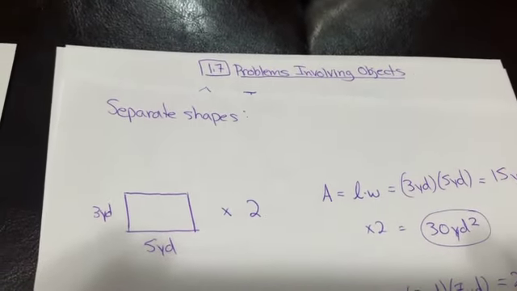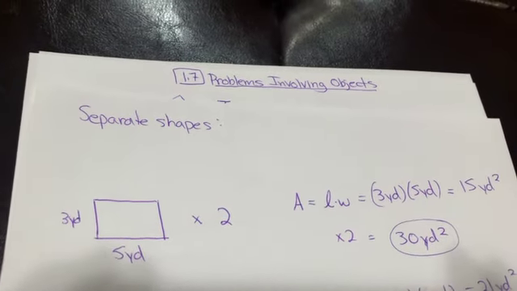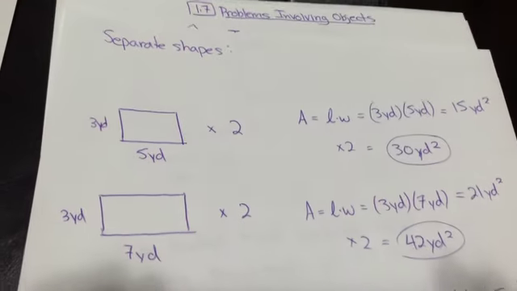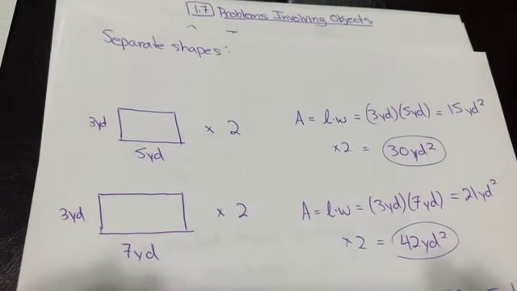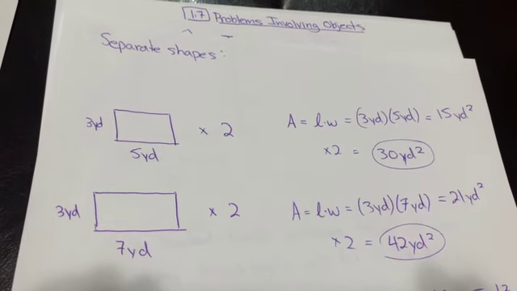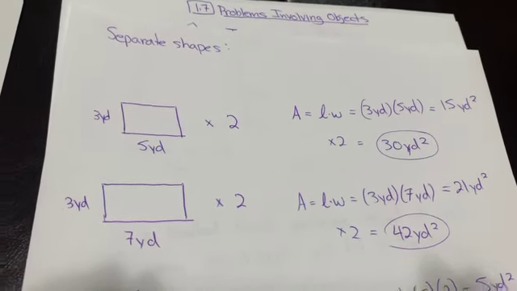For example, 3 times 5 and then double it. So we'll have 15 square yards times 2 for the front and the back. Similarly, the right and left, we'll have 7 times 3 and then we'll double that. And so far we've got 30 square yards and 42 more square yards.